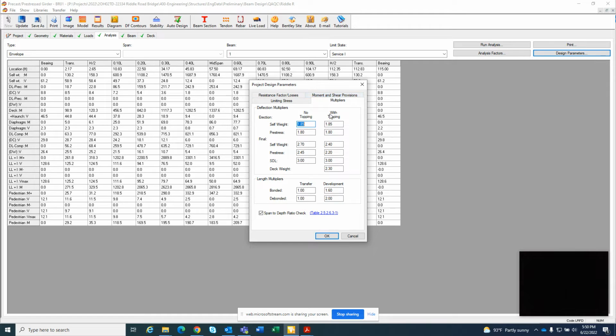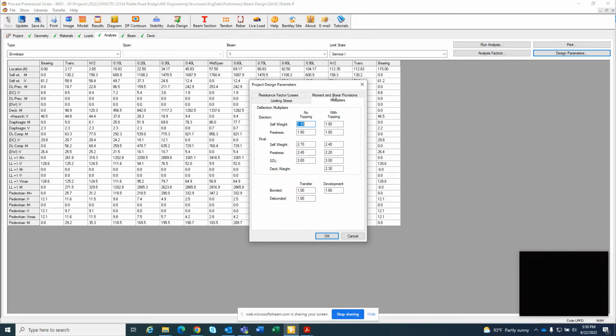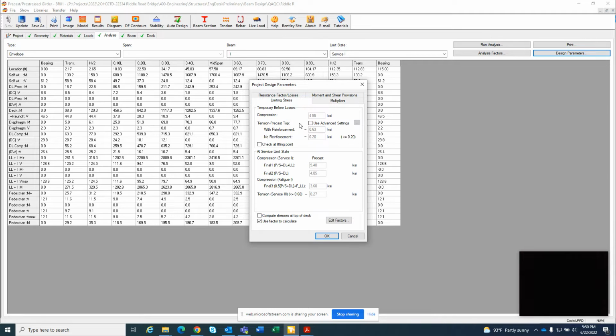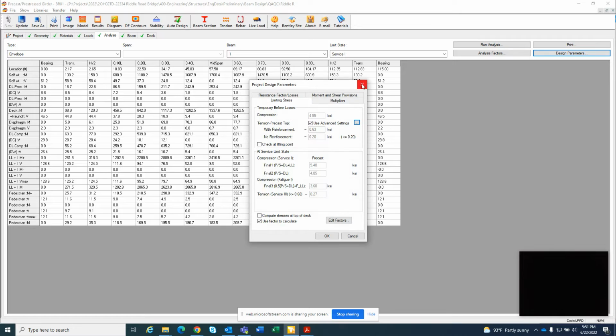And then in the multipliers, limiting stresses, you have to go to the tension trigger step and make sure this is 0.09, 0.09. This is as per the BDM specification. BDM says to consider that number as extreme corrosive level, so that's 0.09.